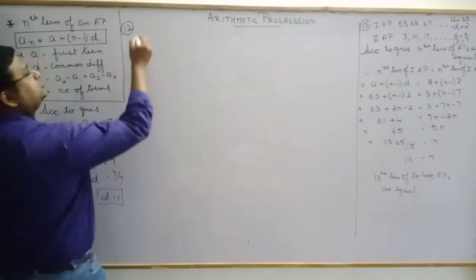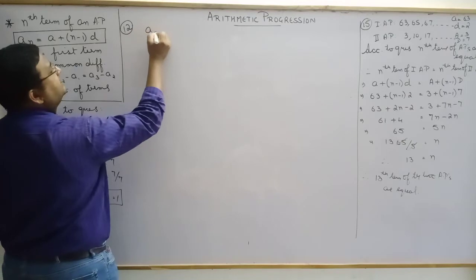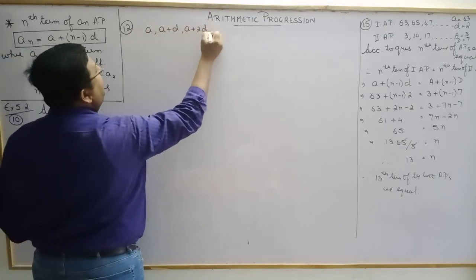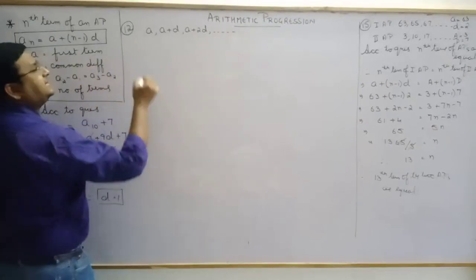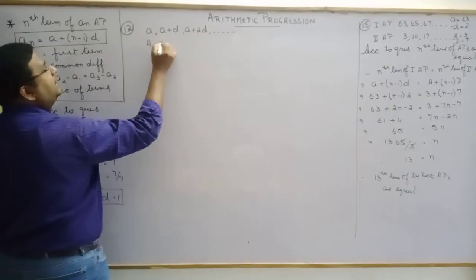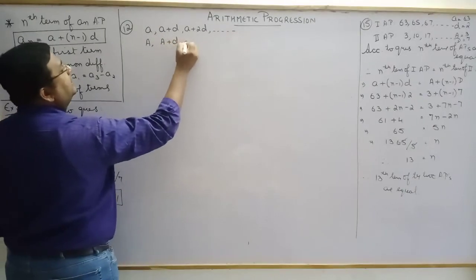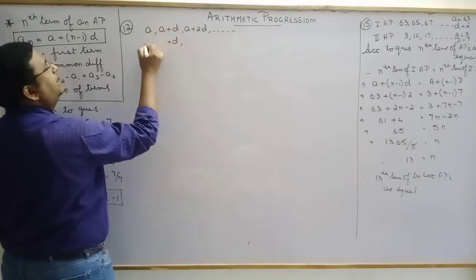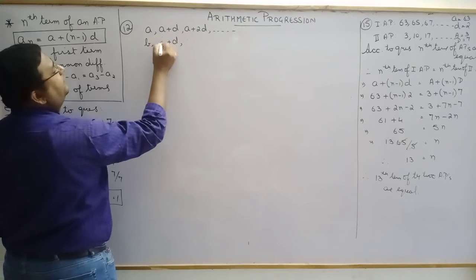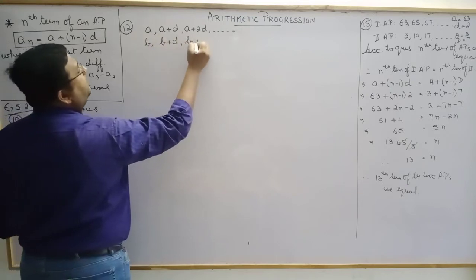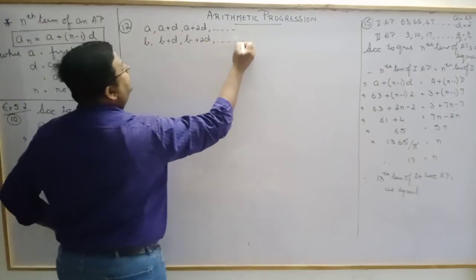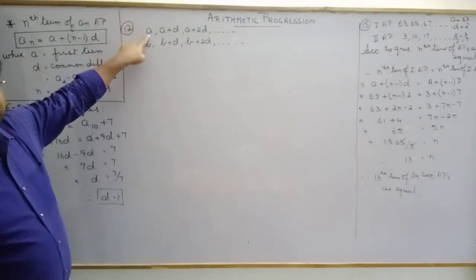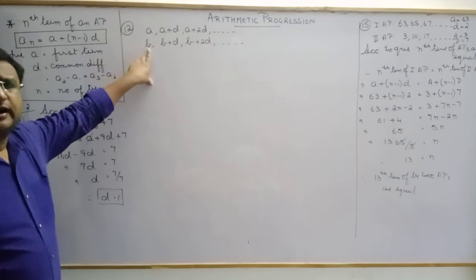Okay. He says two APs. Let the first AP be A plus D, A plus 2D and so on. And the second AP, in place of A we can use B, B plus D, B plus 2D and so on. These are the two APs. The only difference is that the first term of the first AP is A and the first term of the second AP is B.